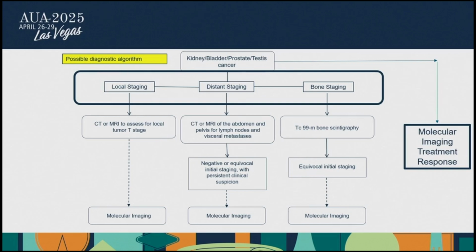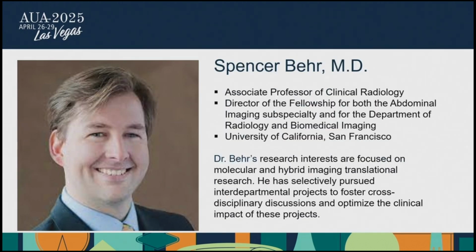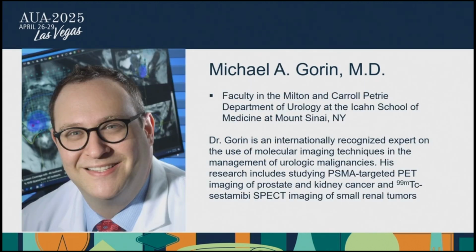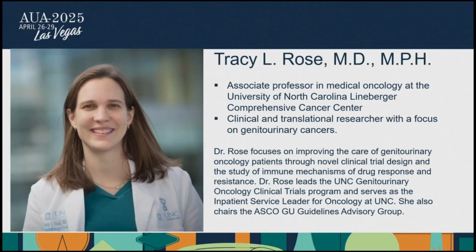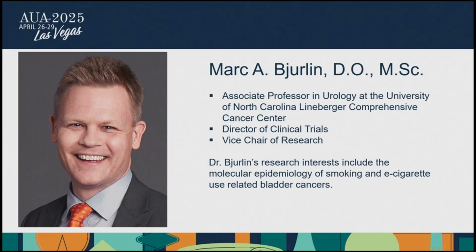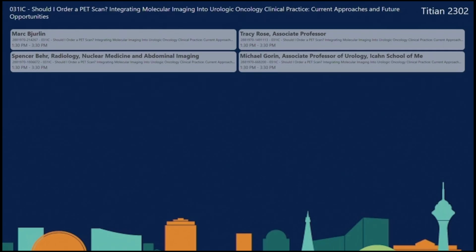With that, I'll introduce our speakers today. Dr. Spencer Baer is from the University of California, San Francisco. He is a clinical radiologist. Mike Gorin is a faculty member at Mount Sinai in New York City, a practicing urologist. He'll discuss kidney cancer molecular imaging. Dr. Tracy Rose is my colleague at the University of North Carolina. She's a medical oncologist. I won't bother to read everyone's full history. Again, my name is Mark Bierlin, a urologist from the University of North Carolina. At this point, I'll transition over to Dr. Baer. He will start with prostate, followed by Dr. Gorin for kidney, and Dr. Rose for testicular cancer.